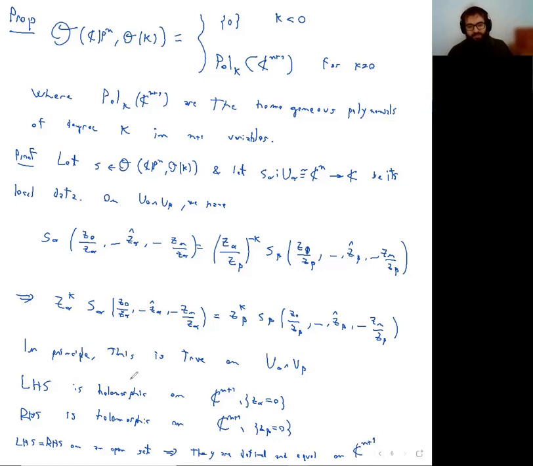I don't know if you've ever seen this, but you've probably seen it in one variable: if you have two holomorphic functions which are the same on an open set, then they are the same wherever they're defined. This is called the identity principle. This identity principle is also true in more variables. So this is telling us that they're the same everywhere. The nice thing here is that this expression, Z alpha to the k times S alpha, is independent of alpha.